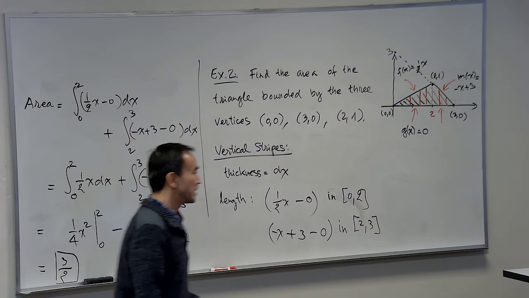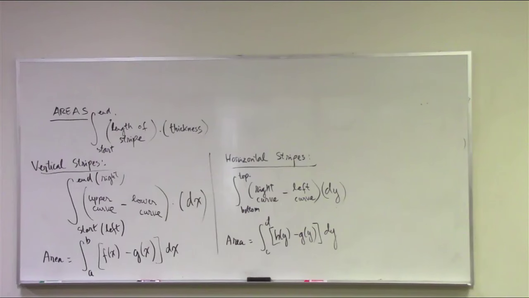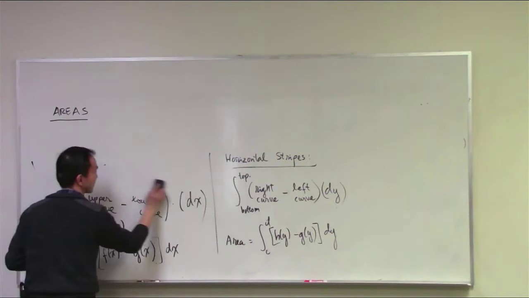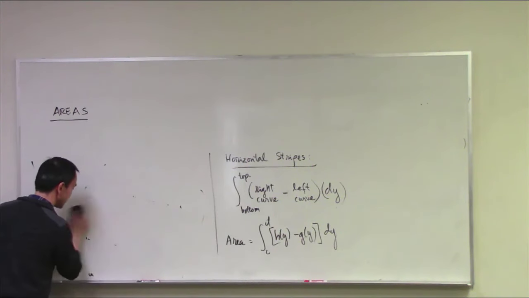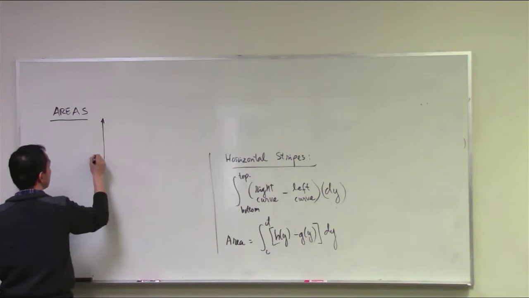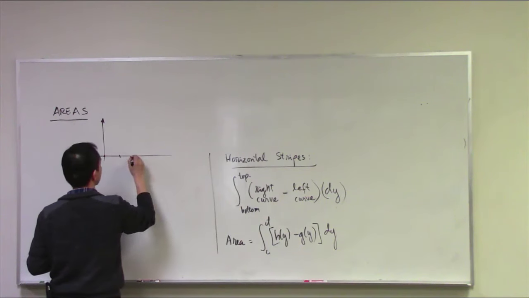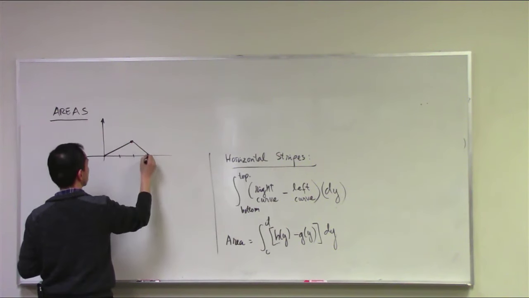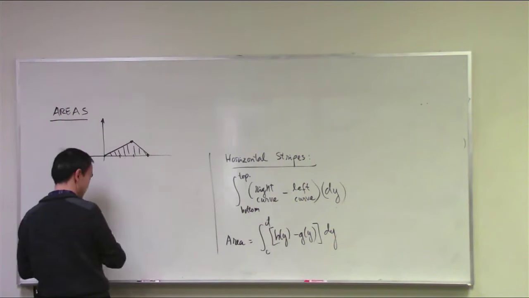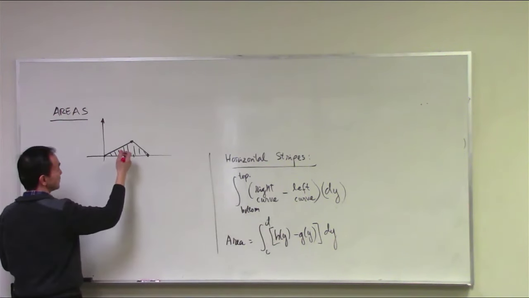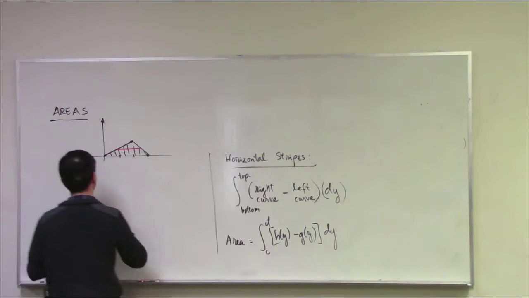Okay. When you're done with taking notes like that, I'm going to swing to the other board. Let's look at what happens if we approach the problem using a horizontal stripe. Same area, same picture over here, right? 0, 0, 2, 3, 2, 1 right here. Things look like this. So what if we put the stripes as horizontal? That's a stripe going like that, right?